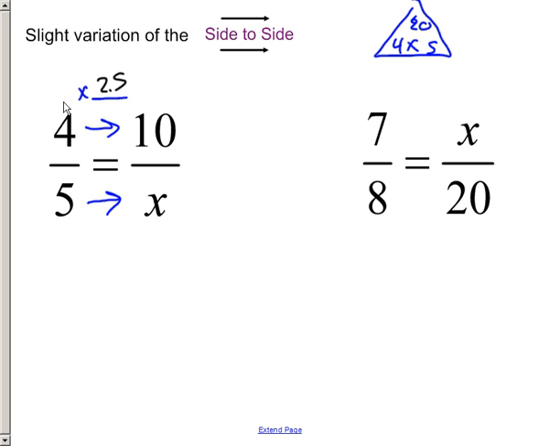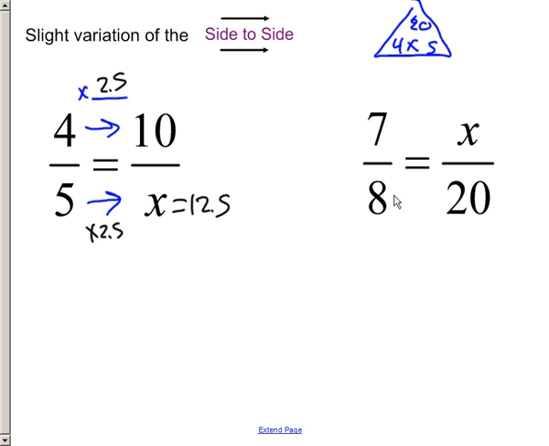Well, now I know that it's times 2.5, so I'm going to multiply the bottom by 2.5. Again, I'm going to use my calculator. 5 times 2.5 is 12.5. So that is another way you can solve. That takes away from that crisscross and solving an equation. That works very nicely. Let's try that over here.